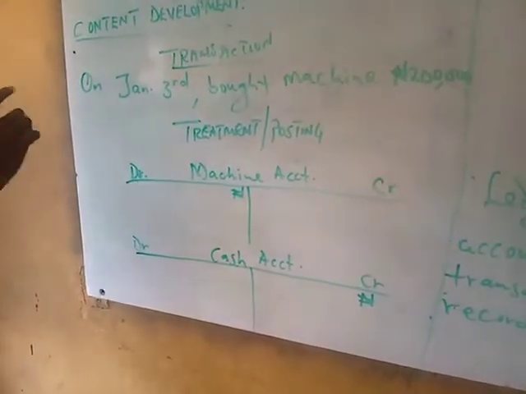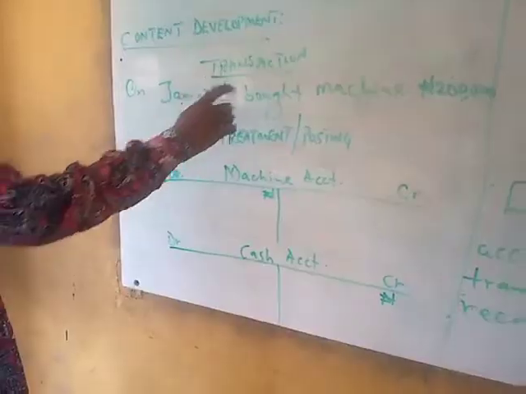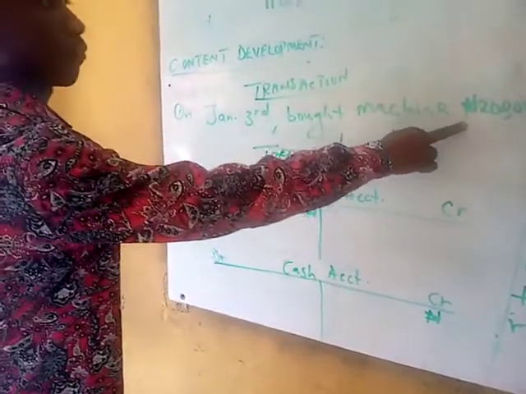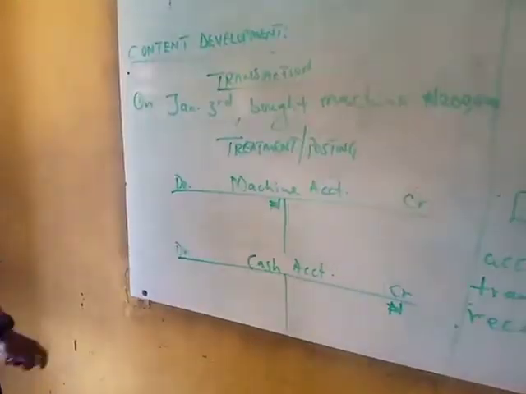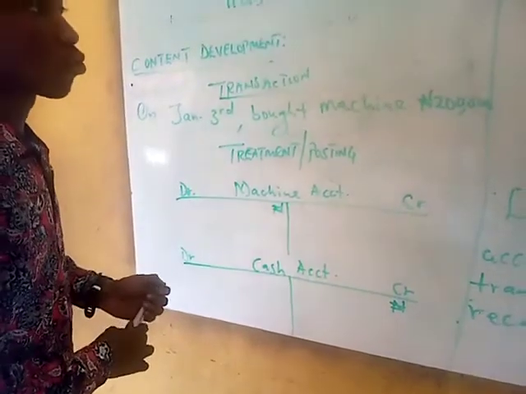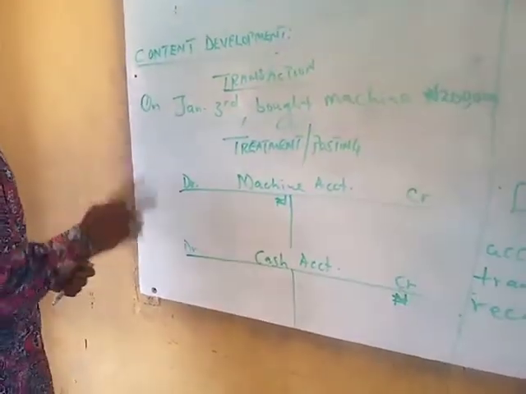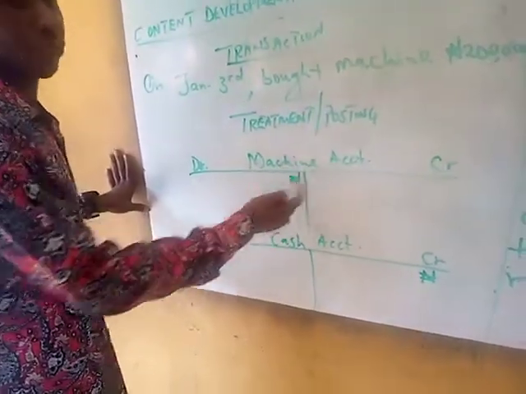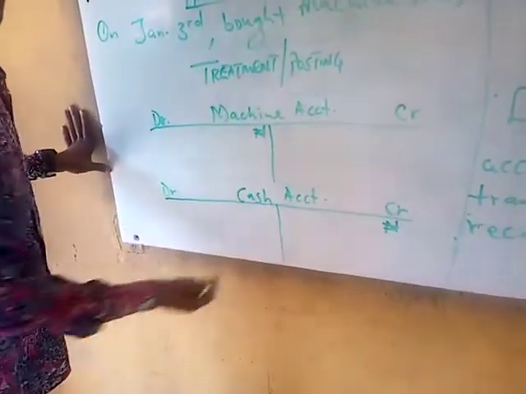So the first thing, the two things that are involved is that a machine is bought, and for that machine we paid cash. We are not owing. We paid cash of 200,000 naira. So the two accounts that will be affected are the machine account and the cash account.